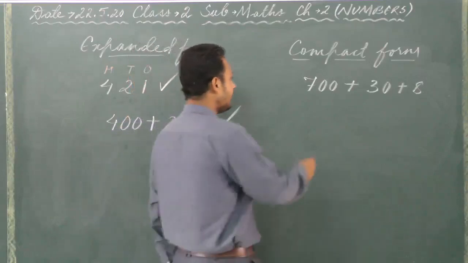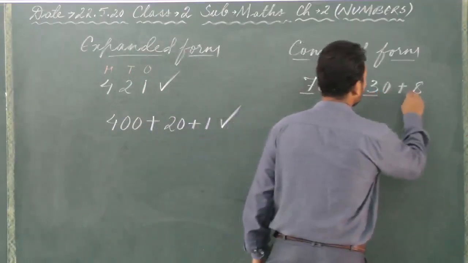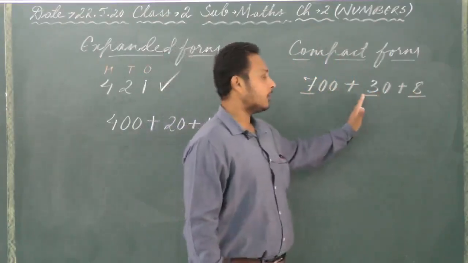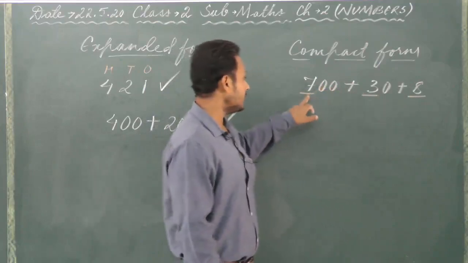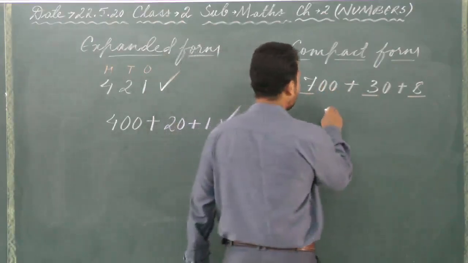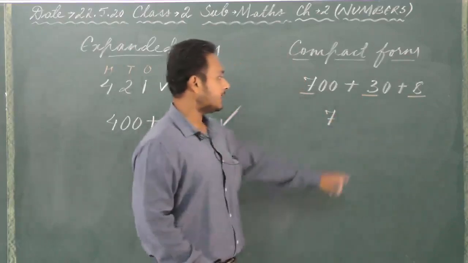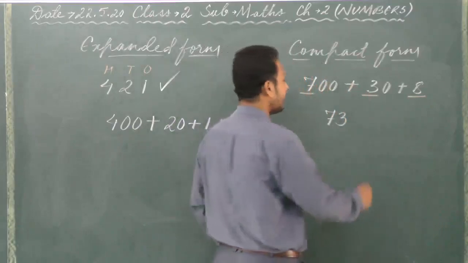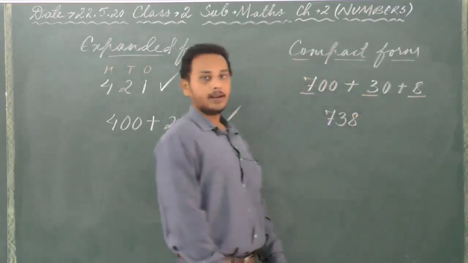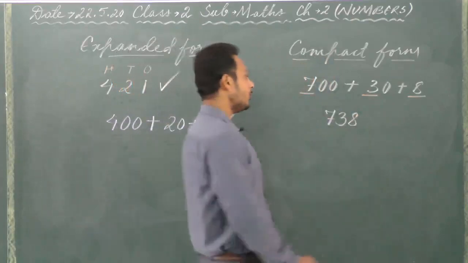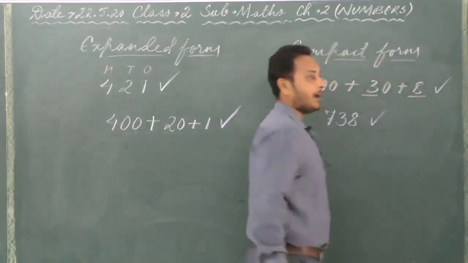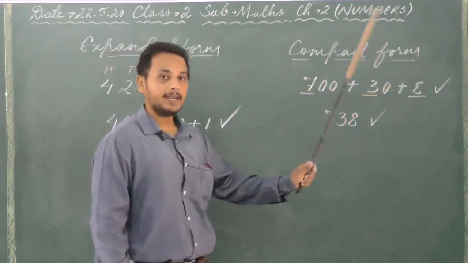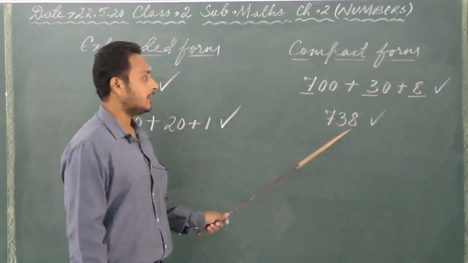Okay. Now when you write the numbers in compact form, what are you going to do? You are going to see the first number of the place. The first number here is 7. So we write 7 first. Then the next number here in this place is 3. So we write 3. And the last number is 8 alone. So it is 738. When you read both these numbers, you will find there is no difference between them. This is read as 738 and here also 738.